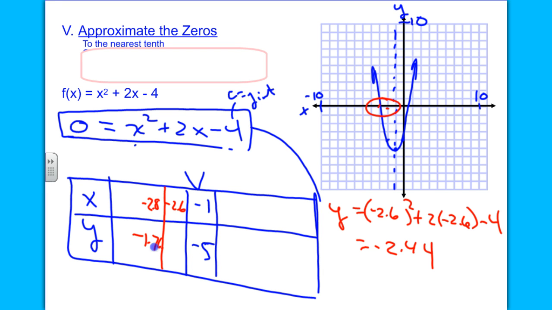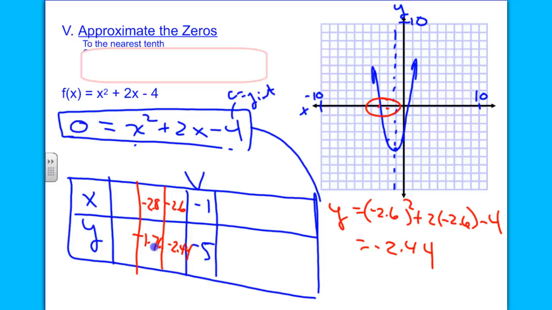Did we get closer to 0 now? -2.44. Did we just get closer to 0? No. Okay, so now where do we want to go? More negative. How about what? Give me something. What do you think? We moved 2/10 closer to the vertex, closer to the axis, and we got almost a whole unit further down.